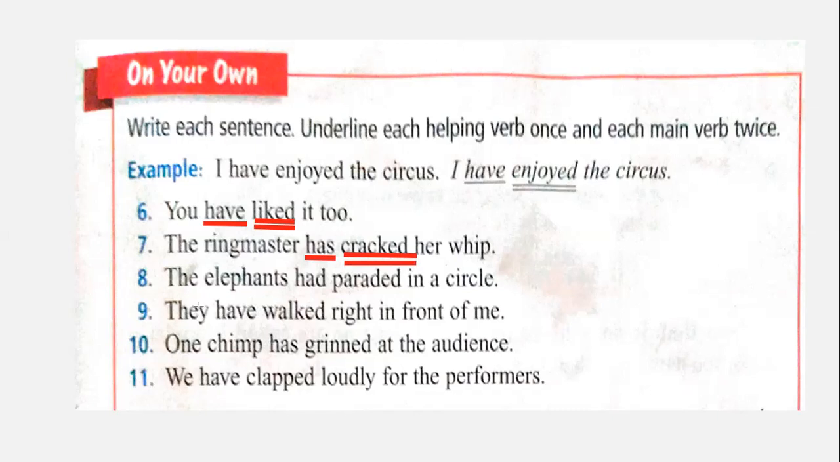Okay, so number 8, the elephants had paraded in a circle. Identify the helping verb. What is it? Had. Very good. And now identify the main verb, paraded. And we do it twice, okay? Because if I only did it once, then I would be saying that that is the helping verb, and that would be incorrect.